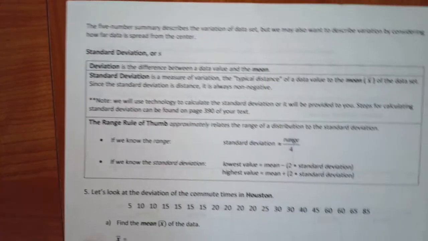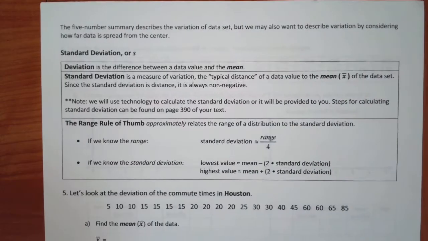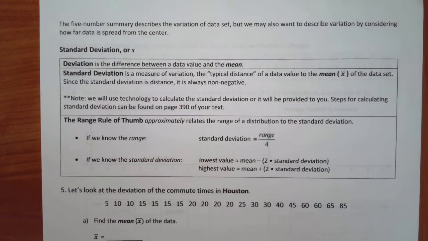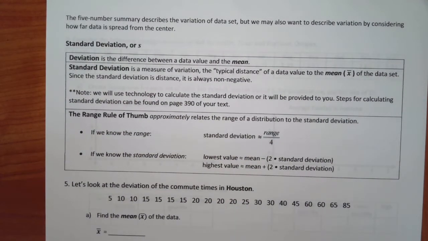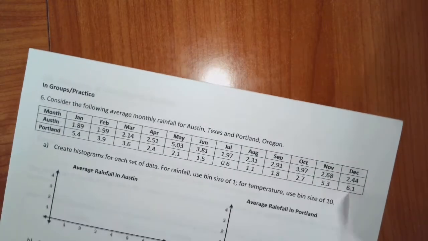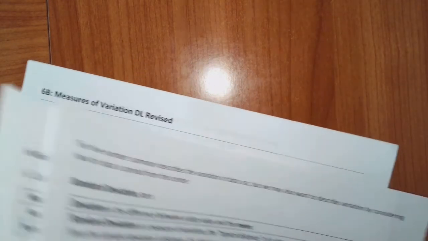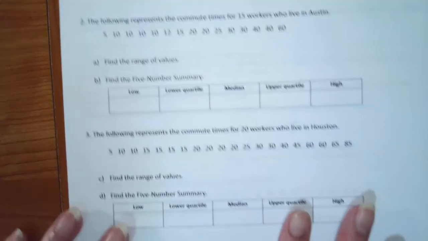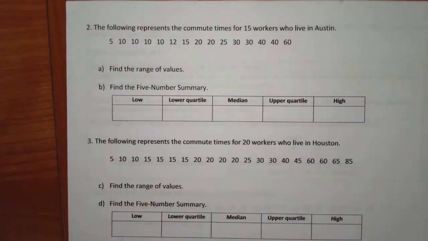All right, the 5-number summary describes the variation, but we want to consider how far data is spread from the center. Oops, I think I skipped a page. Uh-oh. Here we go. Okay. Whoops. Okay, I thought something was a little off there, but you know.